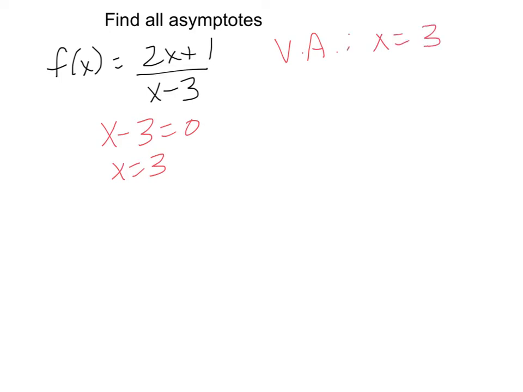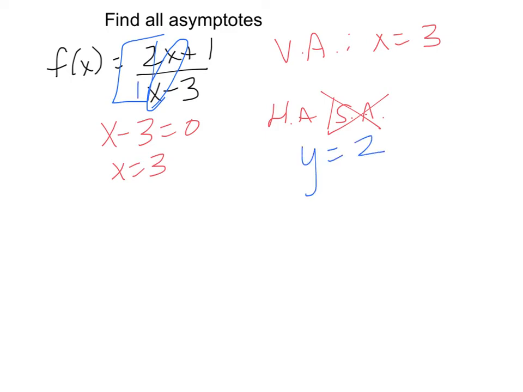Good. Okay, now do I have horizontal or slant? Yes, horizontal again. Tell me why. Yep, I have the exact same degree in the top and the bottom. They're both x's, so I'm just looking at the coefficients. So my coefficient here is going to be y is equal to 2 because it's the same thing as 2 over 1. And you know when you write a whole number, you don't put it over 1. So we have a horizontal at y equals 2. Good. Let's try a couple more.